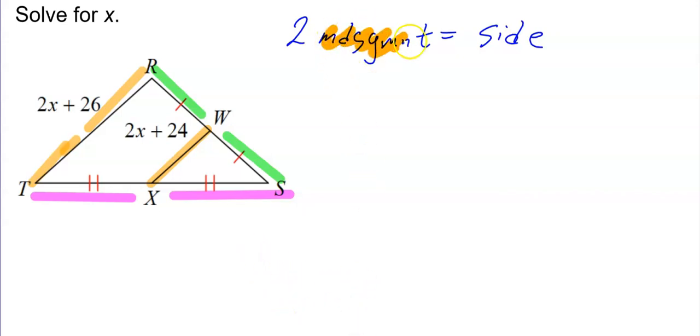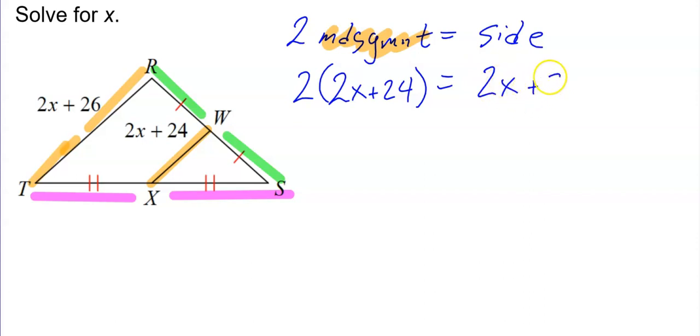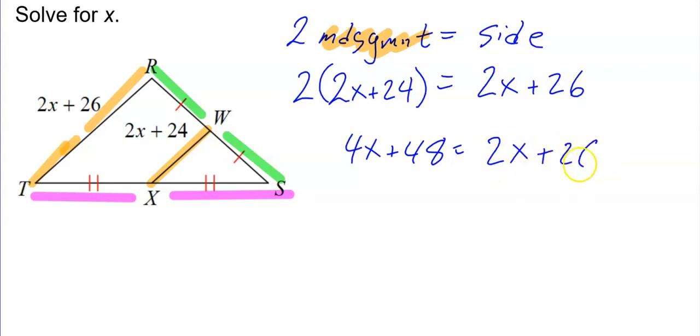So the mid-segment is in orange, and my side is 2 oranges, so I'm going to say, alrighty, 2 times the mid-segment, 2x plus 24, equals the side they don't touch, 2x plus 26. Distribute: 4x plus 48 equals 2x plus 26.